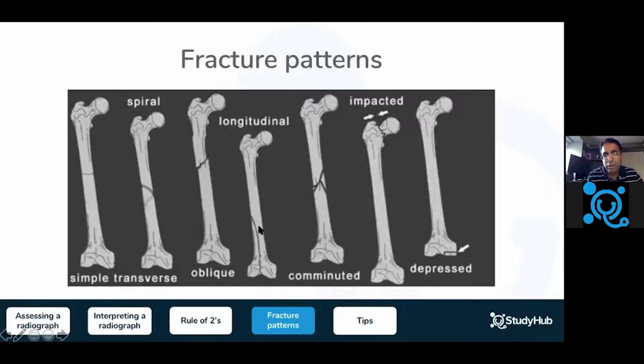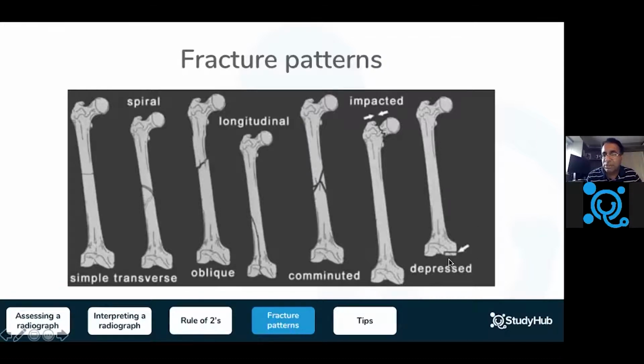You can have a longitudinal fracture like this, which is extending to involve the articular surface of the distal femur, comminuted where there are multiple bits. You have 1, 2, 3, 4 bits as in this case. Impacted as in this neck of femur where the two ends actually just go into each other. It's like sort of telescoping of the fracture fragments into each other.